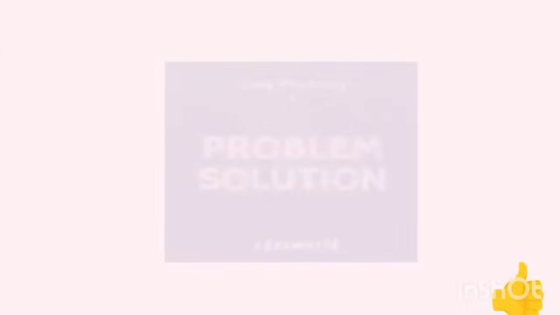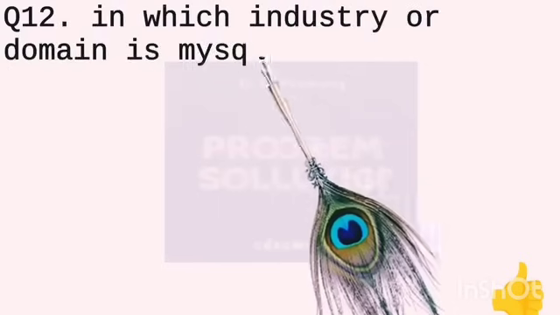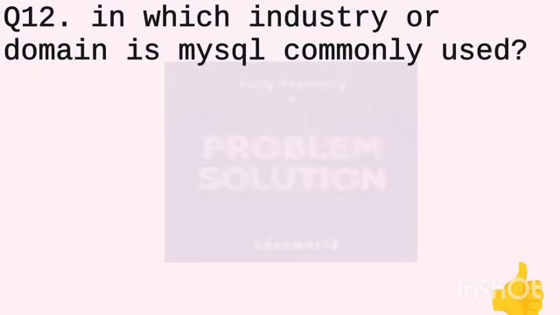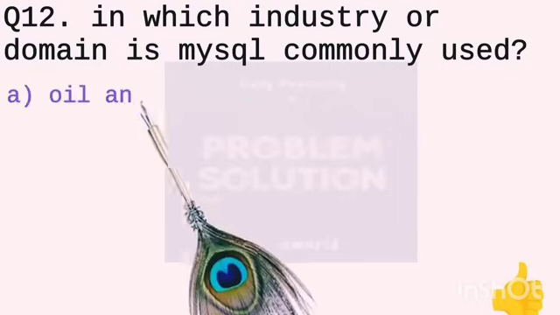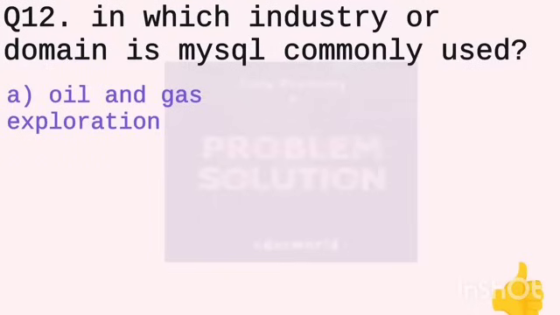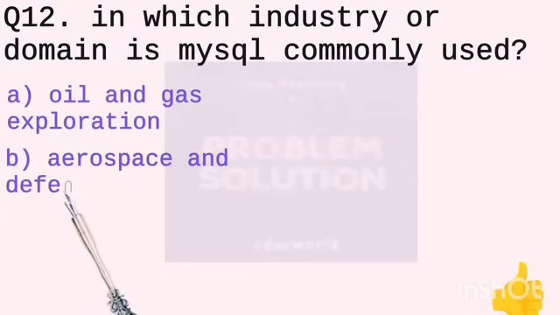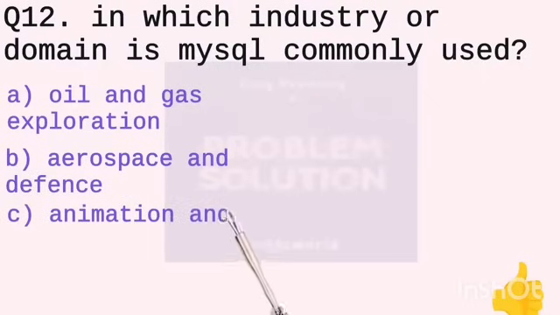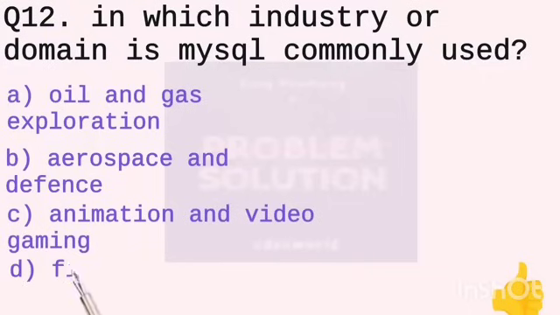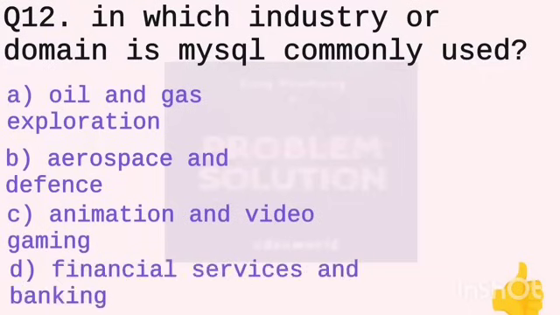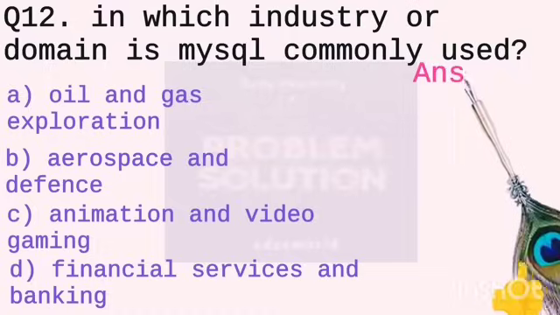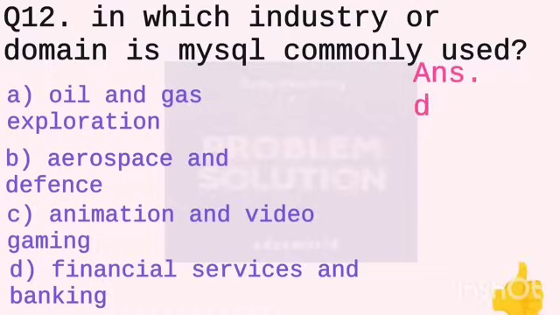Query number 12. In which industry or domain is MySQL commonly used? Option A. Oil and gas exploration. Option B. Aerospace and defense. Option C. Animation and video gaming. And option D. Financial services and banking. And the answer is D. Financial services and banking.